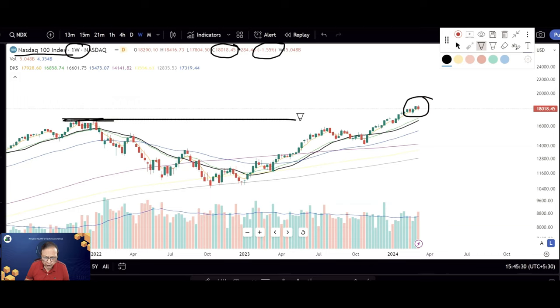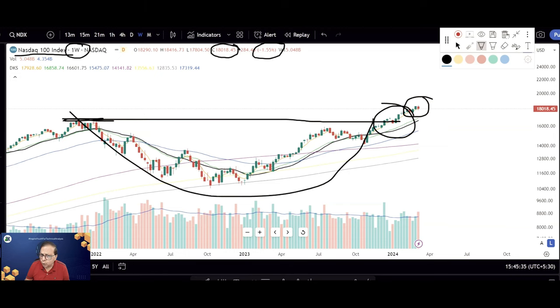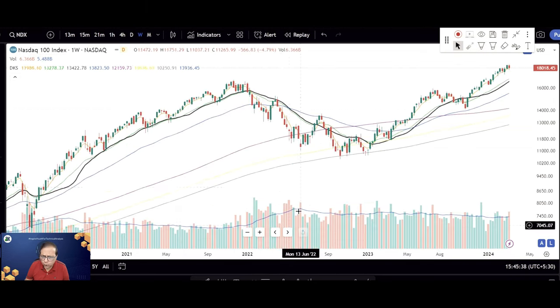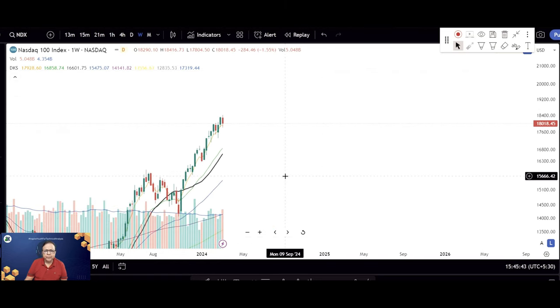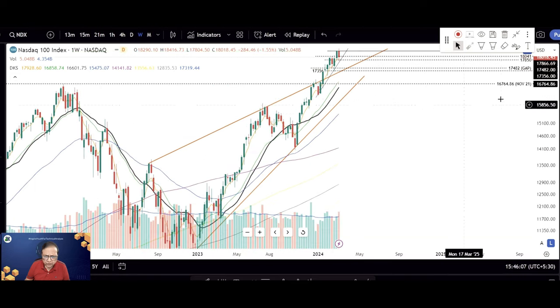And if I draw a horizontal line, it has already given a breakout of this rounding pattern. So overall trend is bullish. But when we look at last week's candle, it is a bearish piercing kind of candlestick pattern. But if you look at the price action, this was the area of resistance and this was the area of consolidation. So this area is likely to act as a good support. So I don't see a major correction upcoming in Nasdaq 100. Let me superimpose some of the drawings.